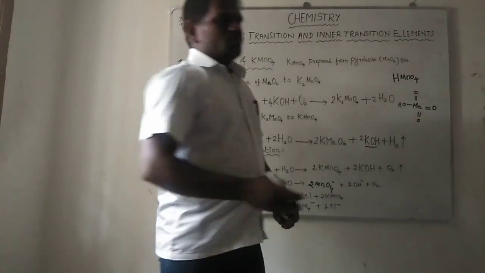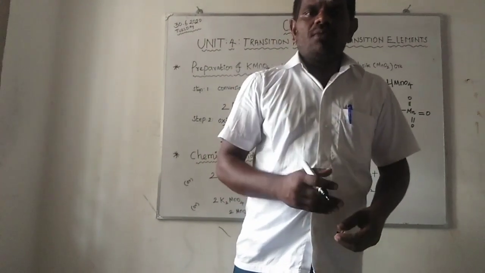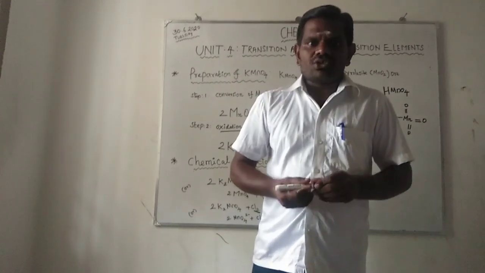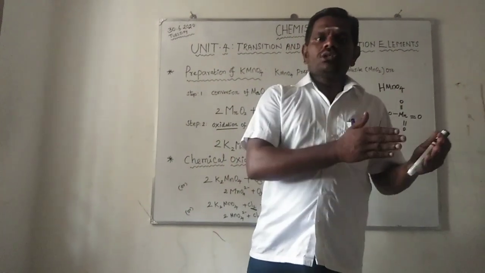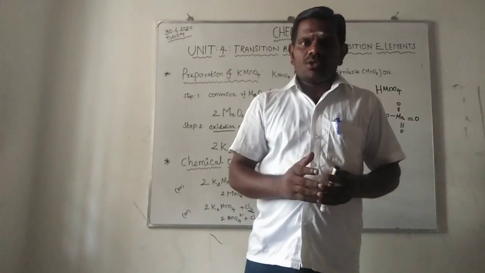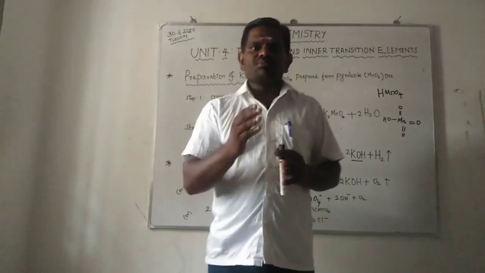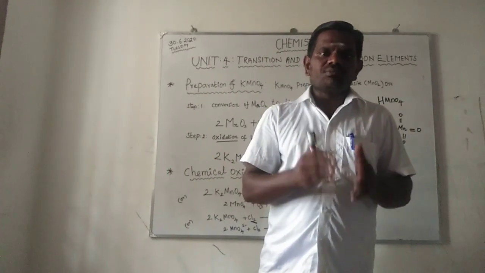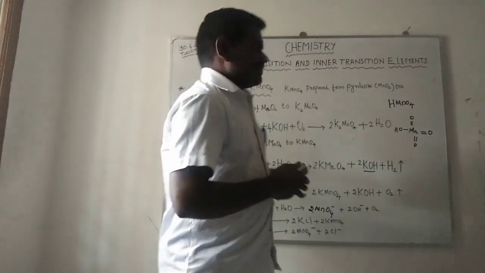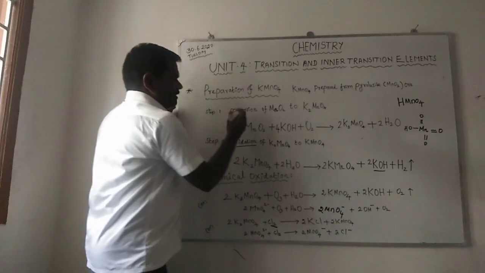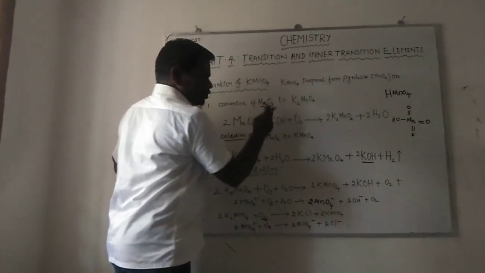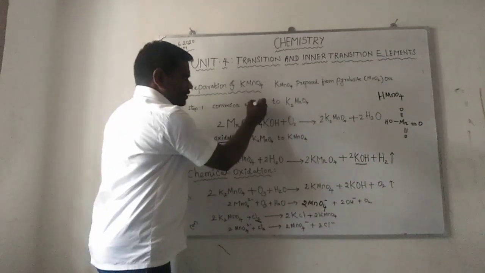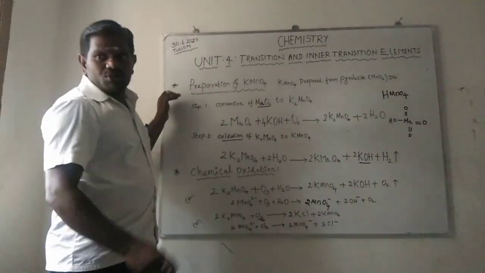Now the important topic, preparation of potassium permanganate. There are many steps. The first one is the conversion of pyrolusite to potassium manganate. The formula for pyrolusite is MnO2 and the formula for potassium manganate is K2MnO4. So the very first step, students, is the conversion of MnO2 to K2MnO4.